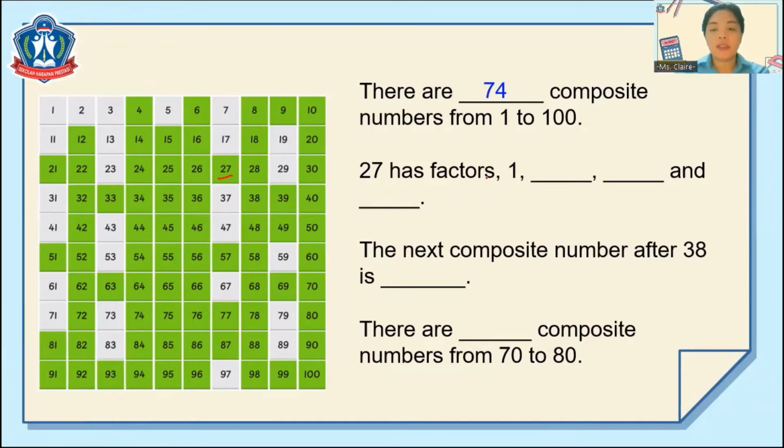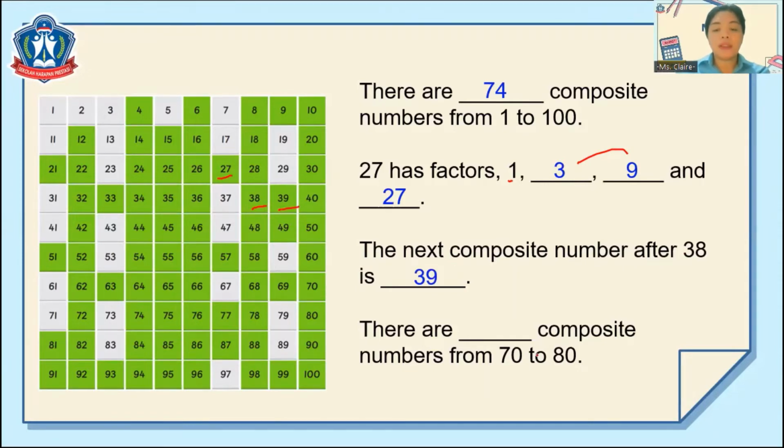The factors of 27 are 1, 3, 9, and 27. 1 times 27 is 27, and 3 times 9 is 27. So it has 4 factors. Now, what is the next composite number after 38? Yes, it's 39.